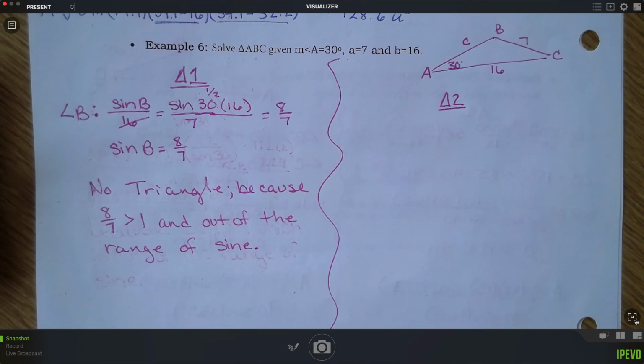Okay, so your assignment today is to go back on your triangles that you solved yesterday and just find the area. So all you're doing is finding the area today if you finished your assignment from yesterday.